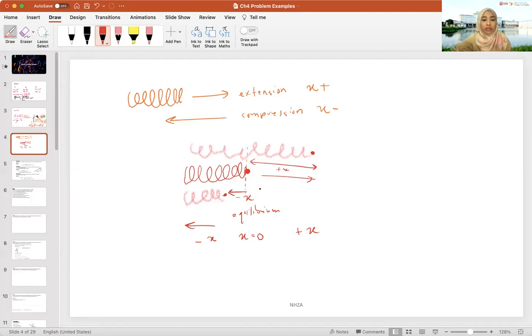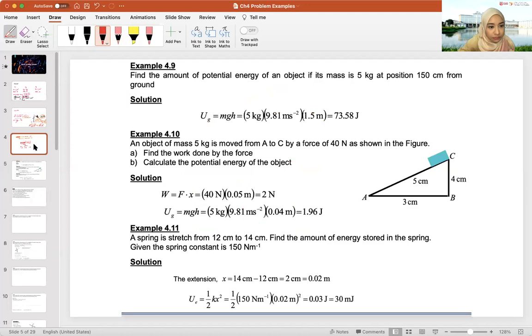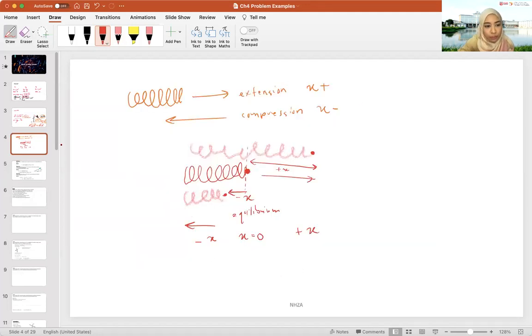Okay, so I hope everyone is alert on this one. It's very important because I will bring this same thing when we learn about transformation of energy of a spring. Okay, so let's do examples. Nanti kita akan use this for our spring punya example.